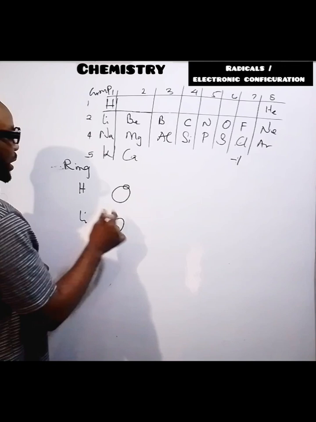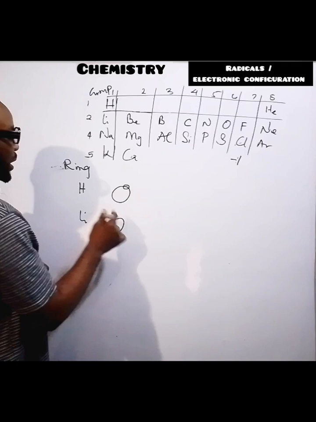Chlorine, if you count it, has 17 electrons. So this will be 2 in the first shell. How many will be in the next one? 8. Since it's more than 10, I can fill this one up: 8 plus 2 is 10. What remains? 17 minus 10, that's 7 that remains. So chlorine also belongs to group 7.